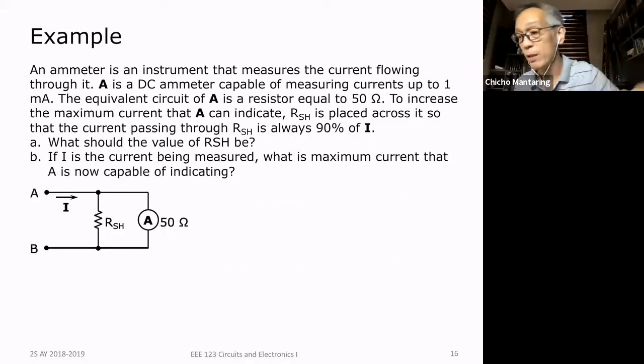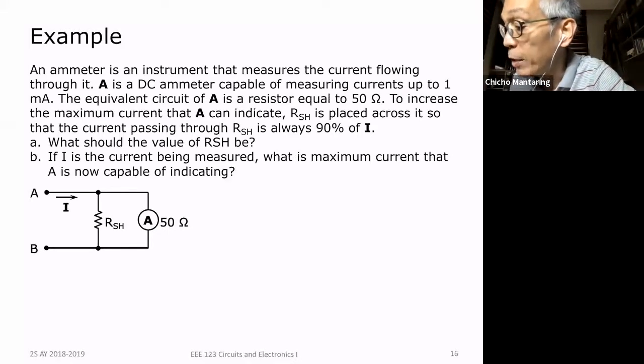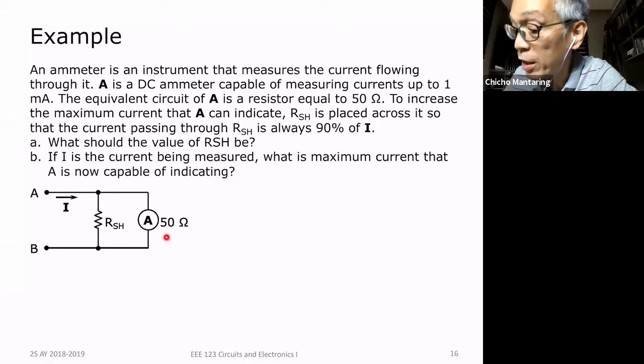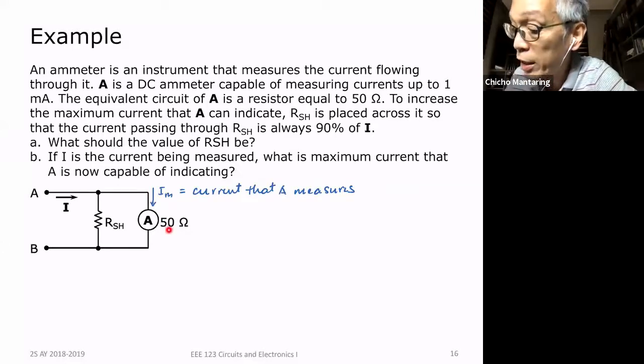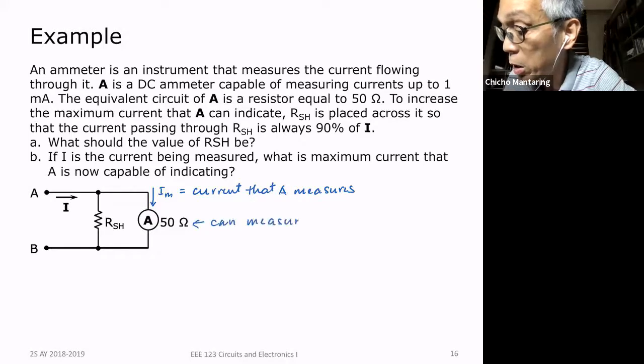So here's an example. An ammeter is an instrument that measures the current flowing through it. So this is an ammeter. What does this measure? This measures this current. This is IM, the current that A measures. Now the ammeter can be represented by a 50 ohm resistance. So its equivalent circuit is 50 ohms. Right now, the scale of this ammeter is up to 1 mA. So this can measure up to 1 mA.